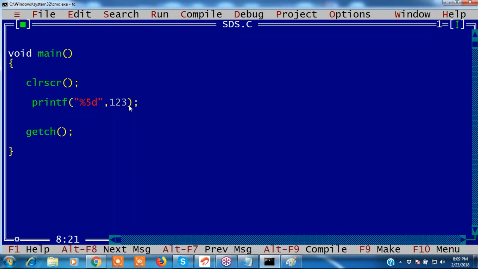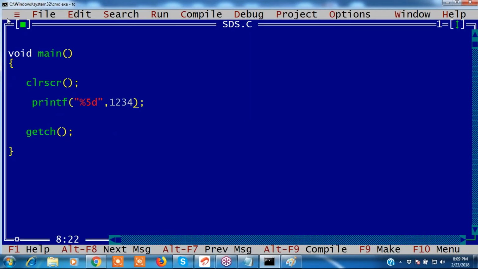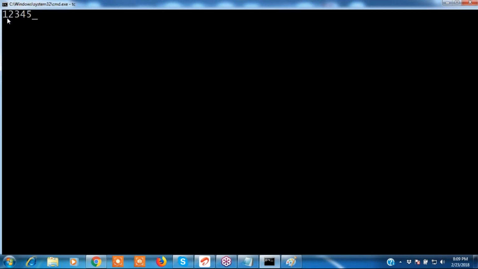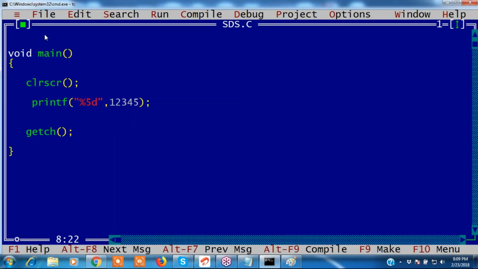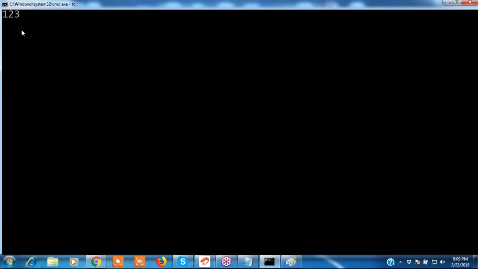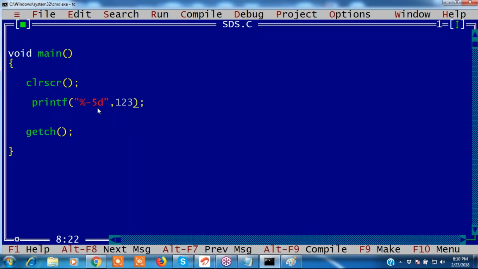If I give 1234, now how many spaces? One space it gives. If I give 12345, no spaces. Okay, can I use %-5d? What is %-5d? I will check it. Here I want to give only 123. See what is happening? Plus 5d means it gives spaces in front. Minus 5d means it gives two spaces at the back. That is the meaning of minus 5d. Plus 5d means it gives front, minus 5d gives back. Clear? Understood what is %5d and %-5d?